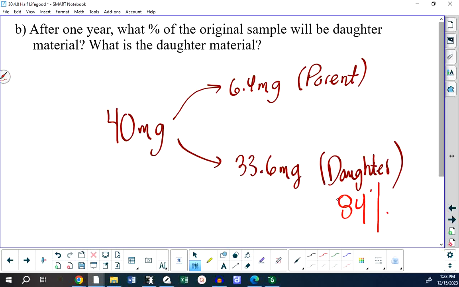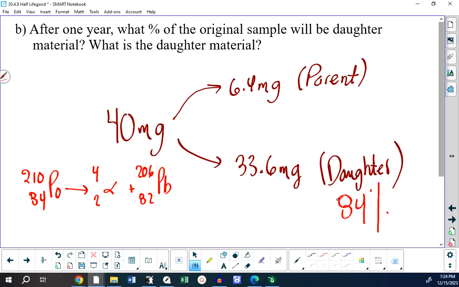What is the daughter material? Well, that's a piece of cake. Polonium-210, figure it out with alpha decay. What do we have? 210. Polonium is 84. 4, 2 is alpha. I mean, right away, you don't even need to finish this. You can see what it's going to be. It's going to be 82 on the bottom, which is lead. 206. So the daughter material is lead-206.